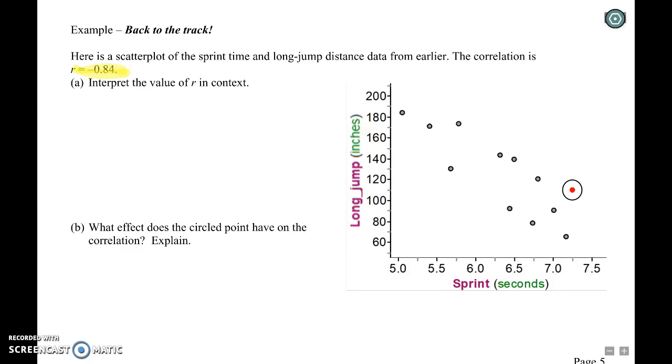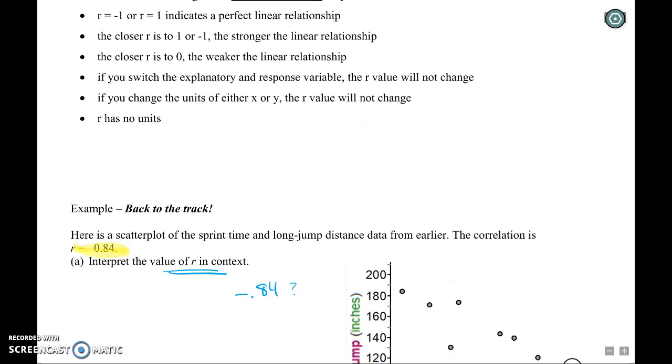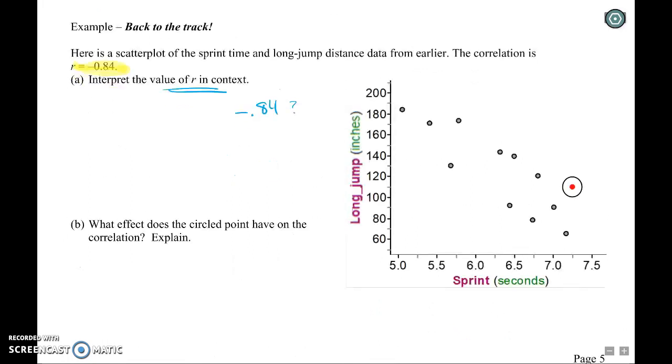Again, I mentioned in an earlier video that this is one that confuses kids. They go to interpret that value and they're like, oh my gosh, what is that? Negative 0.84, what are the units? How do I interpret it? Oh, by the way, r has no units. You don't interpret the number. r is a measure of the strength and direction of the linear relationship. So we just describe. We do DUFS.